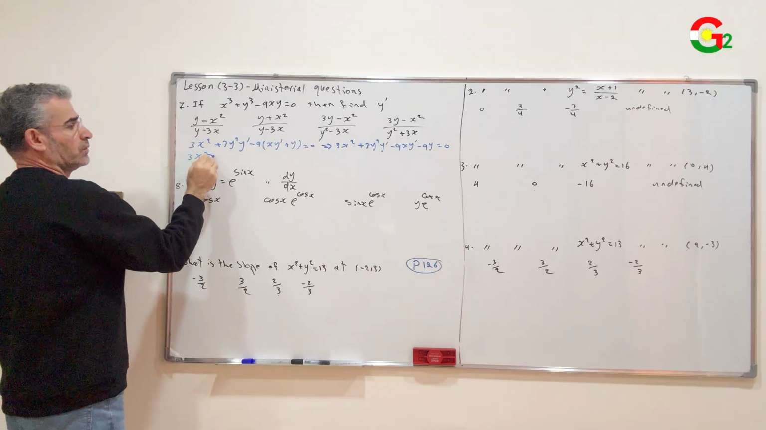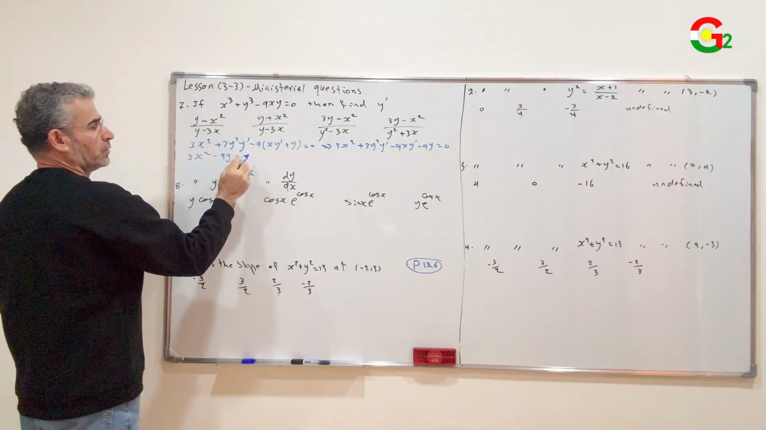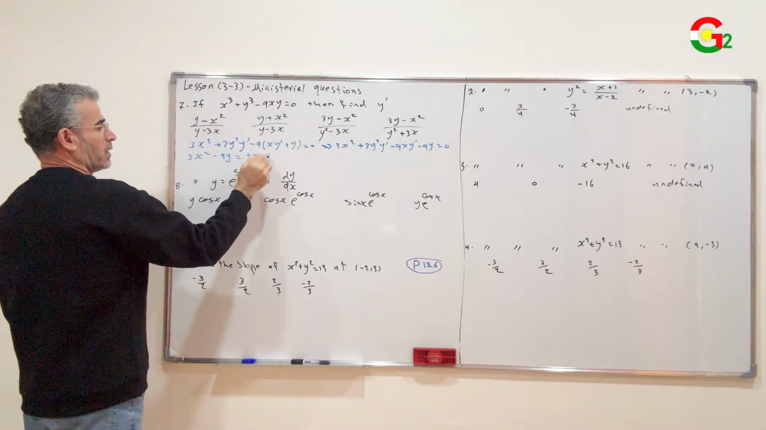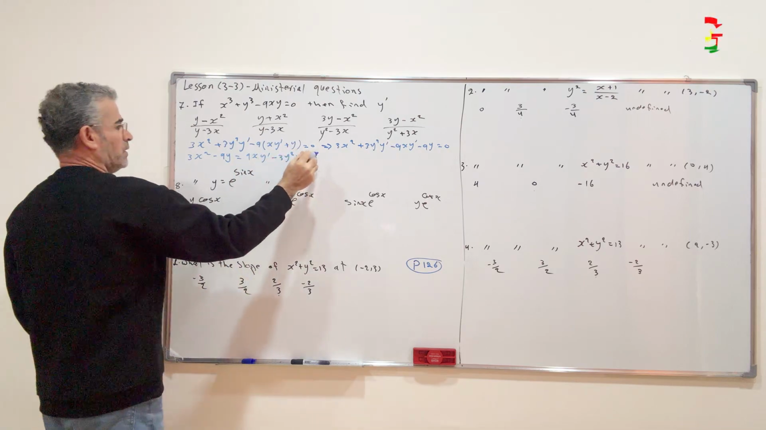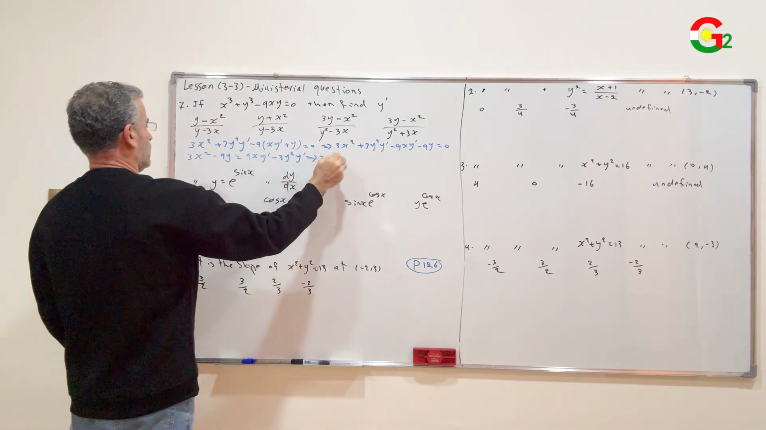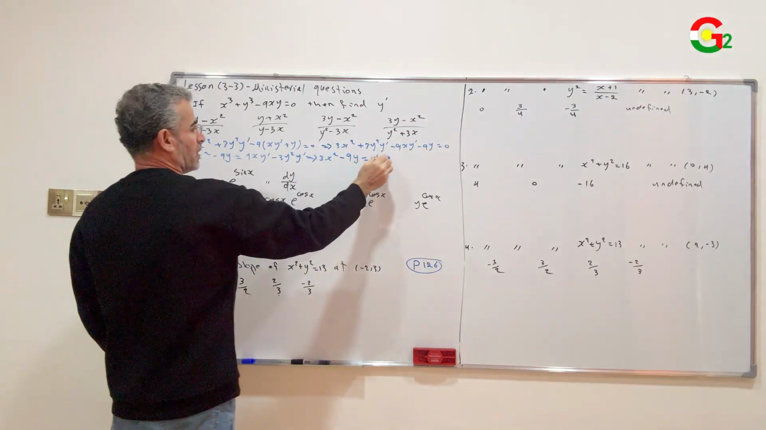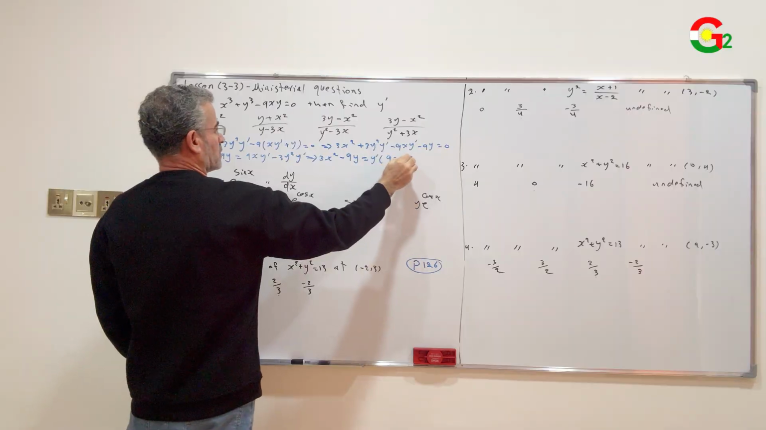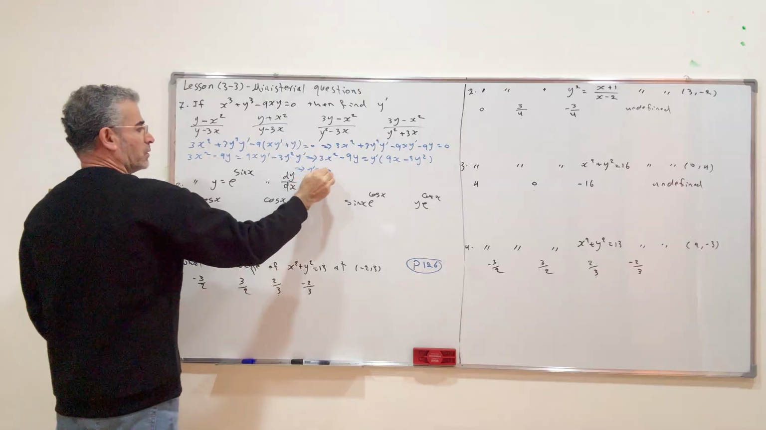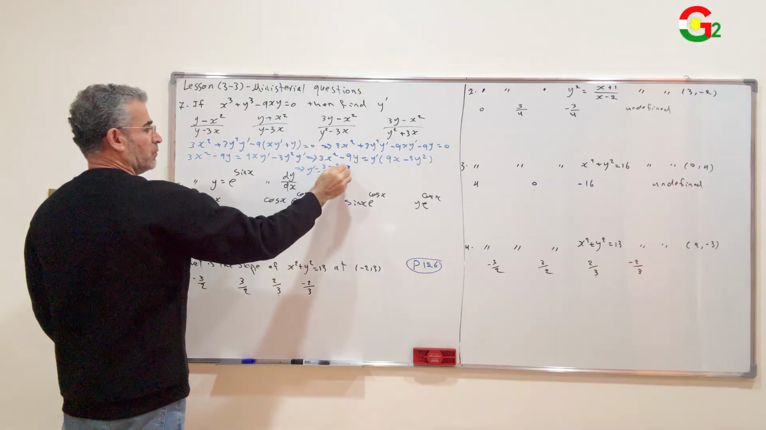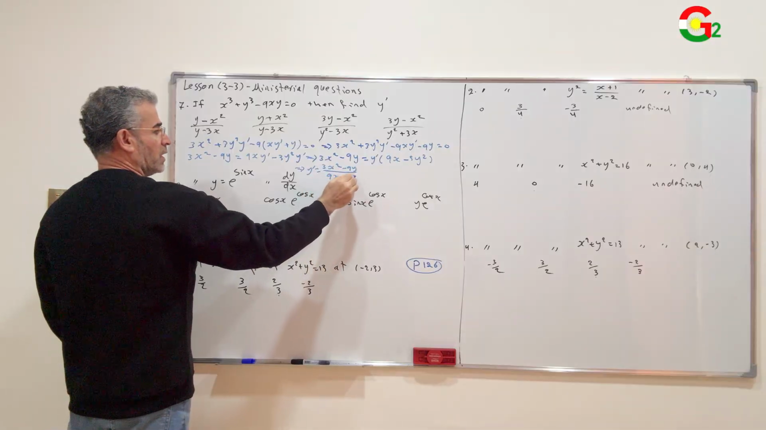Then 3x power 2 minus 9y equals 9xy prime minus 3y square y prime. Then 3x power 2 minus 9y equals y prime, factorized by y prime, times (9x minus 3y square). Then y prime equals 3x power 2 minus 9y over 9x minus 3y power 2.